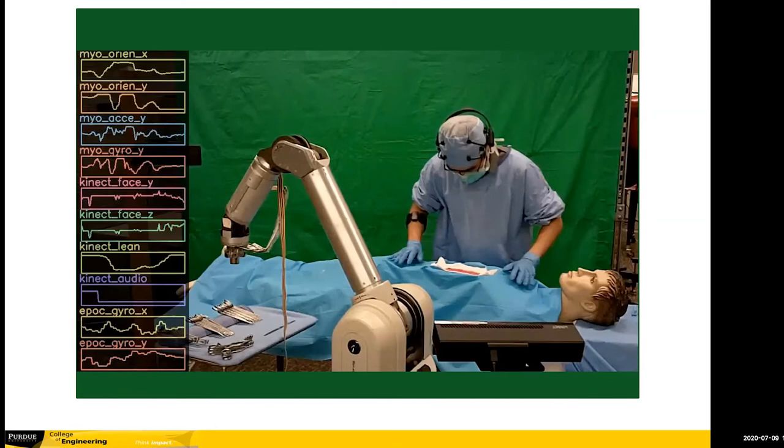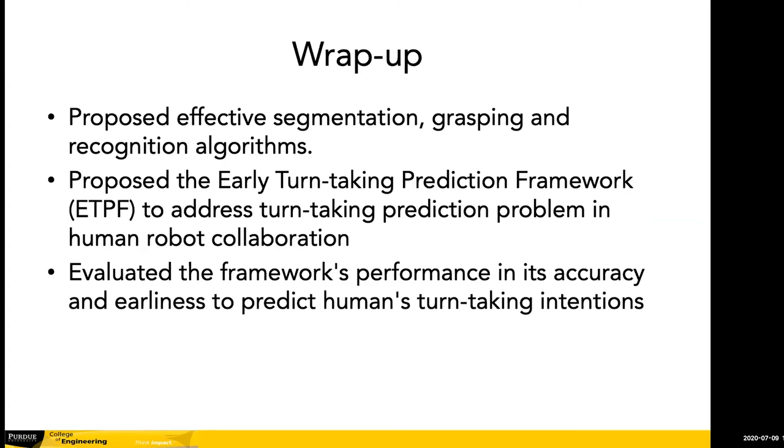Please. So to wrap up, we proposed some algorithms related to recognition of instruments, grasping, segmentation. But as I said, that was a quite interesting challenge. That was not the largest challenge. The largest challenge was to really come up with early turn-taking prediction. And when I say early turn-taking prediction, it means being able to say when it's going to happen, what the turn is going to be, and what the turn is going to be early on. Not once the turn started, because then it's already too late. And actually, humans are better at doing that. And we evaluated the system in the chest nurse project and it worked pretty well.